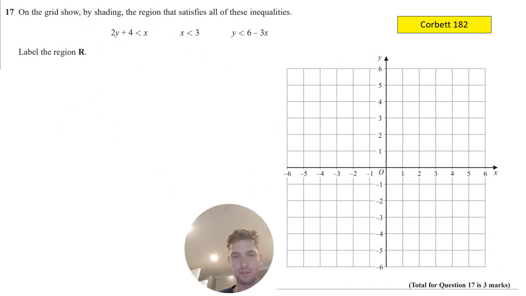Okay, question 17. On the grid, show by shading the region that satisfies all of these inequalities. Okay, so done this in class recently, so hopefully you found this question approachable. My first step, of course, is to draw all 3 of these graphs.